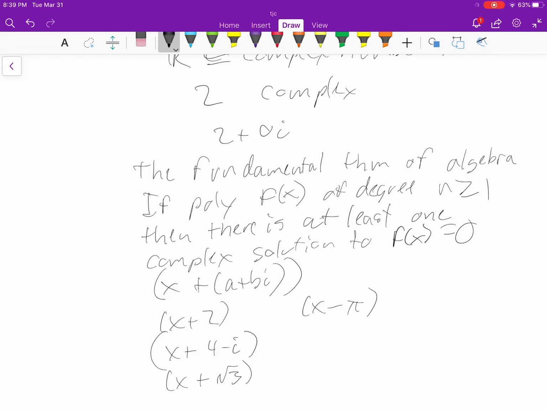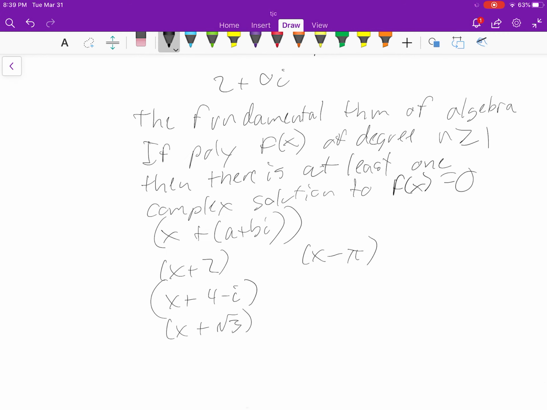Could be x minus pi. These are all complex numbers. I know that some of these are also real numbers and some of them are also rational numbers, but they're all complex. So what this is saying is that we can take in any polynomial, we can at least find one factor. Thing is, once you factor a polynomial, once you divide a polynomial by a single factor, you're going to get another polynomial.